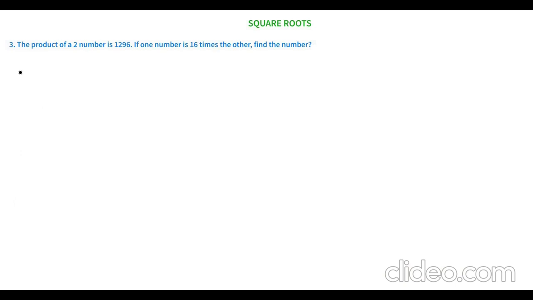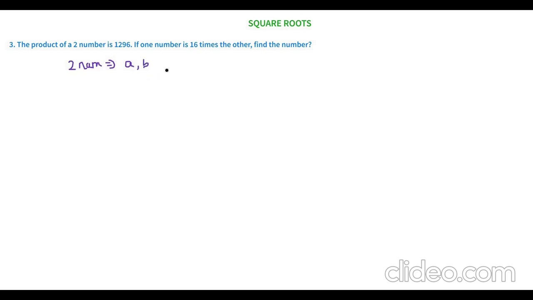So our third example for today is: the product of two numbers is 1296. If one number is 16 times the other, find the numbers. So first we have to find the product of two numbers. So let the two numbers be, what are the two numbers? Let's keep it as A and B.